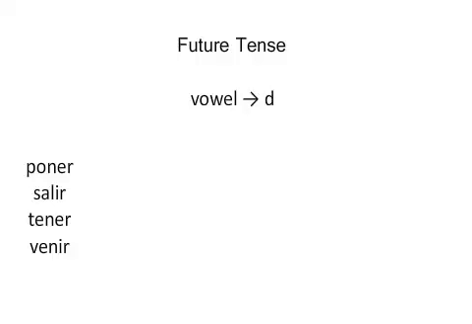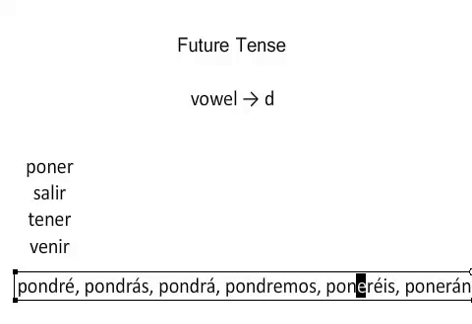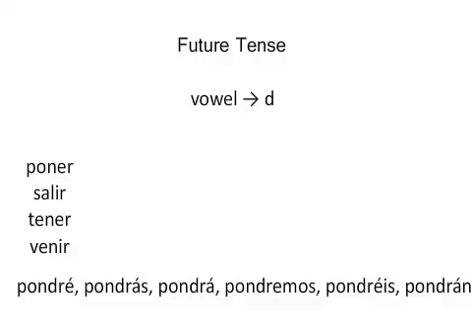Change the E to D verbs follow a very similar pattern. Here are some examples: poner, salir, tener, venir. Looking at the verb poner, again we would expect to see poneré, ponerás, ponerá, and so forth. But since this is a change to D, we're going to take that E before the R and change it to a D. Which gives us pondré, pondrás, pondrá. We would see the same thing with salir, saldré, saldrás, tener, tendré, tendrás, venir, vendré, vendrás, and so forth.